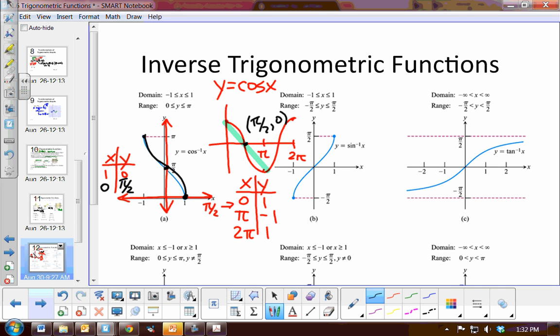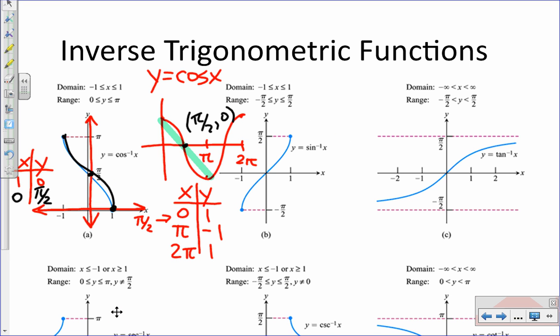You can do that for each one of these graphs. You can find the restriction on the domain and range, and then interchange the x and y coordinates. Now this image here is in your book, so you can see the graphs of all the inverse functions. To be honest with you, though, I really, really only need you to be familiar with cosine, sine, and tangent inverse. Okay? Now, I'm going to pause the video here.